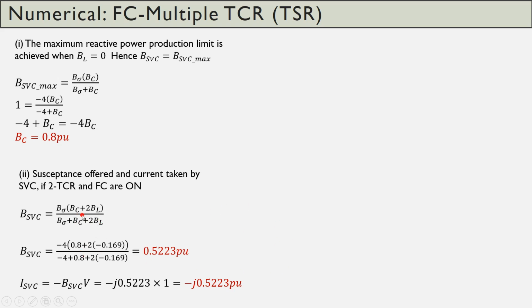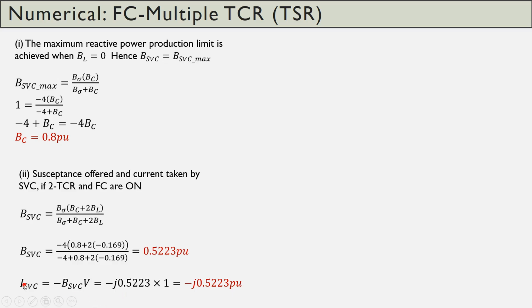If we substitute the values of BL and BC, which we have calculated in the previous step, you will get minus 4 into (0.8 plus 2 into minus 0.169). By substituting this value, we get BSVC equal to 0.5223. As it is positive, it means it is a capacitive susceptance offered, 0.5223 per unit.